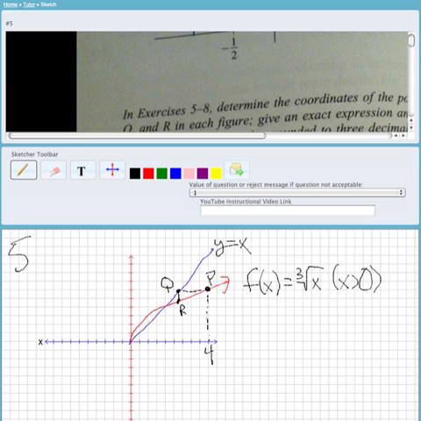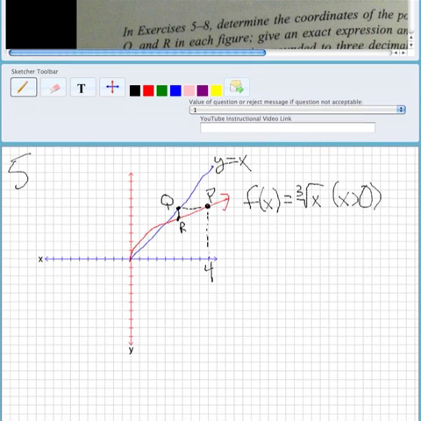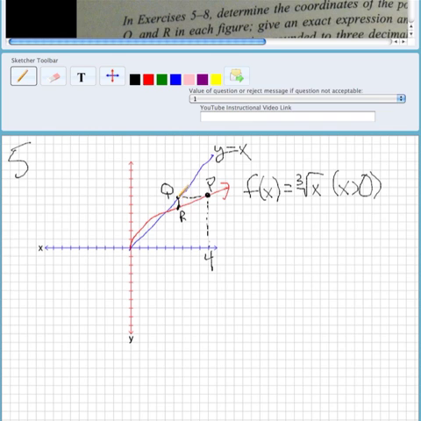So we have these two functions, f of x equals the cubed root of x when x is greater than 0, and y equals x. Those are our two graphs of each function. Now, what we have here is they're trying to find the coordinates of Q and R, both exact and approximate. So what we want to do is start by finding the coordinates of P.